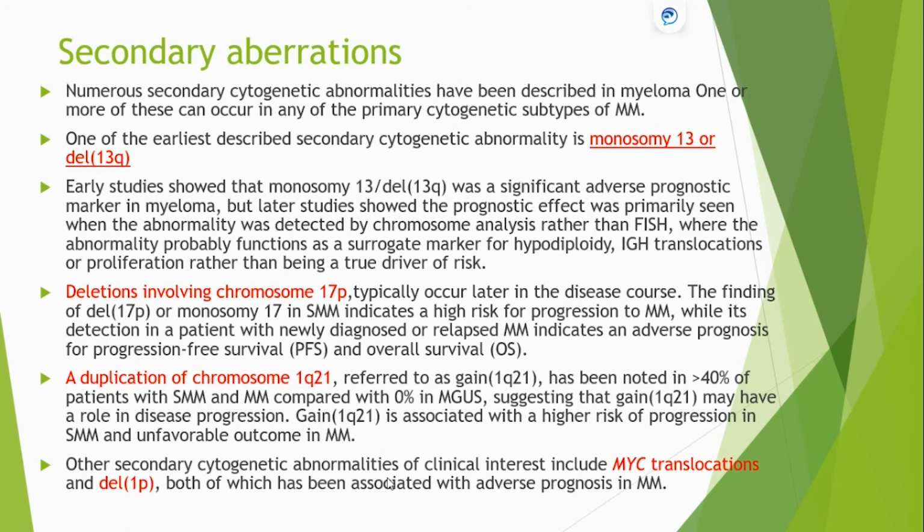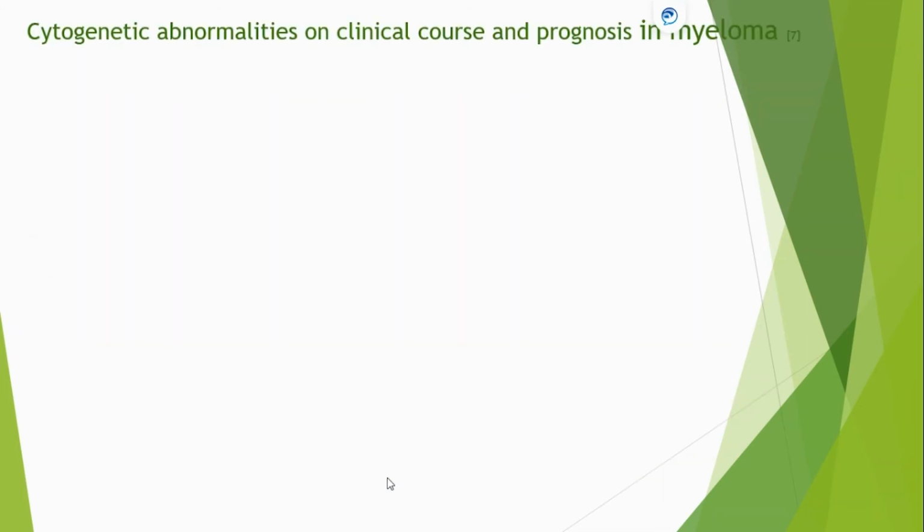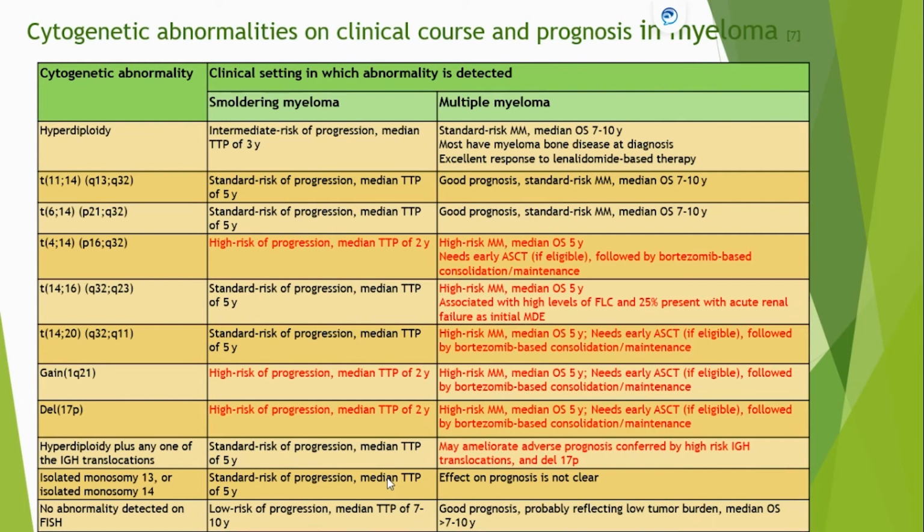The other common secondary ones are the MYC translocations, which come with rearrangements of the MYC gene, and also the deletion of 1p, or the short arm of chromosome 1, which both have adverse prognosis in multiple myeloma. So in this table, you can see on the left-hand side the column showing the different cytogenetic abnormalities. On the two right-hand columns, you can see smoldering myeloma versus multiple myeloma.